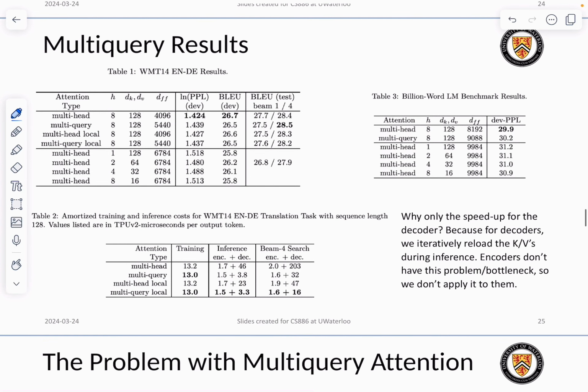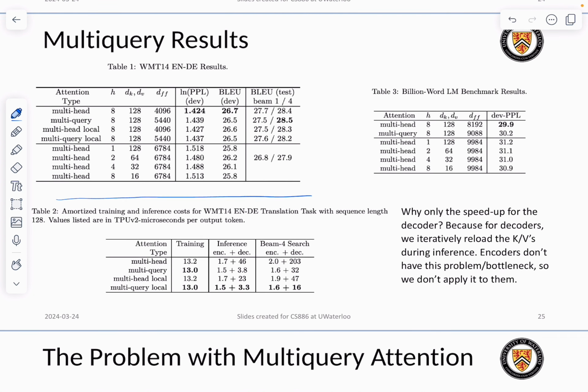Okay, so let's look at some results. So here are basically how they perform. You can see that multi-head still performs the best, because it does have more heads, but multi-query is comparable to it, and the same for here. Multi-head is the best, but multi-query is comparable.